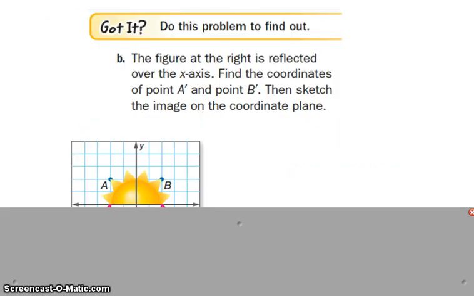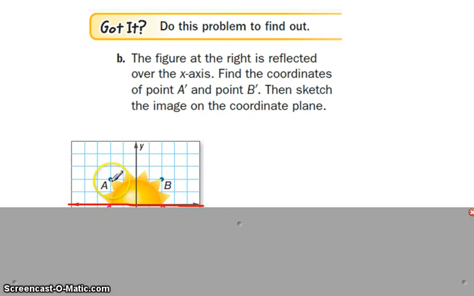So it says the figure at the right is reflected over the x-axis. Again, you have to know your axes. Here's your x-axis, so this is our reflection line. It says find the coordinates of point A prime and point B prime, then sketch the image onto the coordinate plane. So the first thing you have to do is find where point A and point B will be in their reflections. So let's take a look.